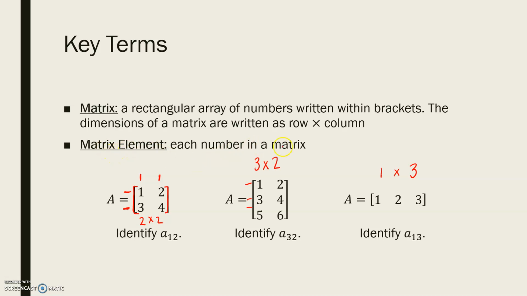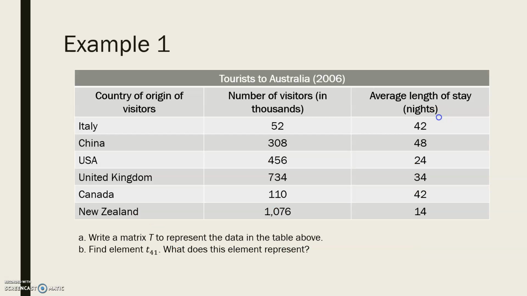And a matrix element is each number in a matrix, and we identify them by row and column. So when we find A12, it's saying find which number is in the first row, second column. In this case, that would be 2. Which one is in row 3, column 2? Row 3, column 2, that would be 6. What about row 1, column 3? 3. So that's how we're going to define matrices and find the elements of each matrix.